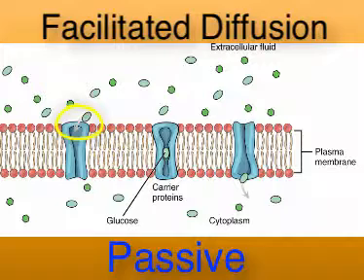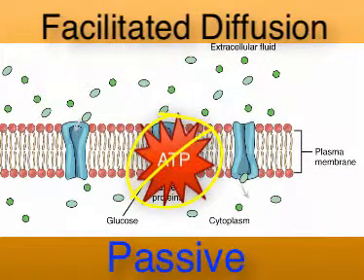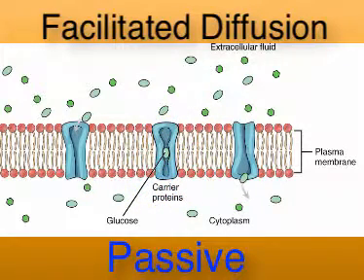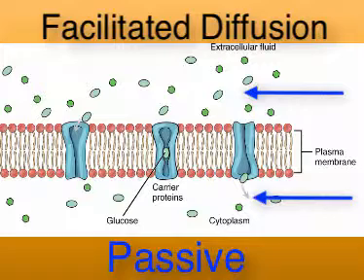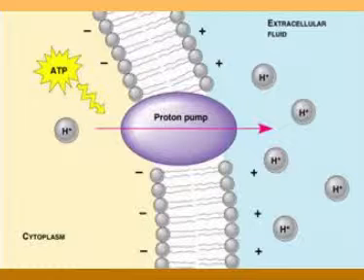The receptor site is specific to certain molecules and will only change shape when the specific molecule binds to its complementary protein. This is a passive process because it doesn't require ATP or energy. However, it is facilitated by the protein changing shape, so this carrier-mediated transport called facilitated diffusion is a passive process where molecules will diffuse across the plasma membrane from high to low concentration with the help of a transport protein.